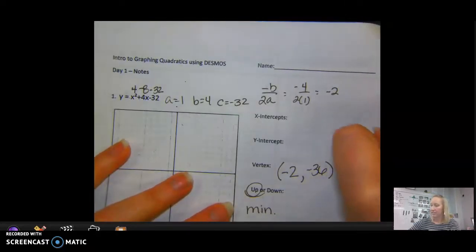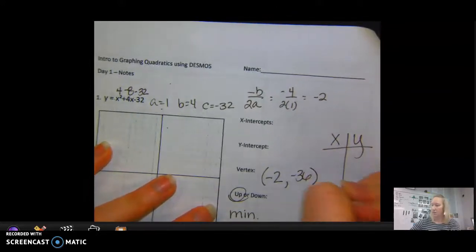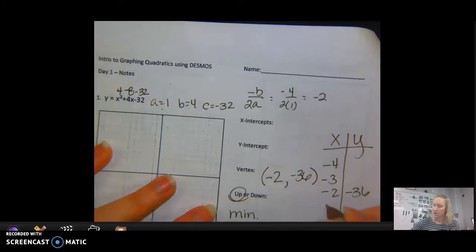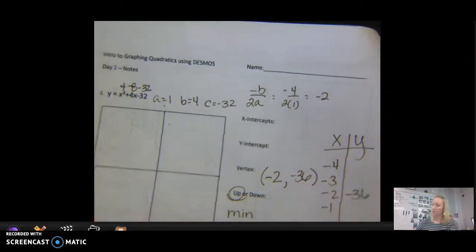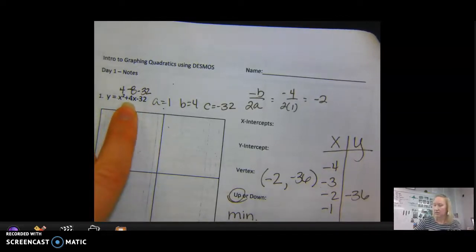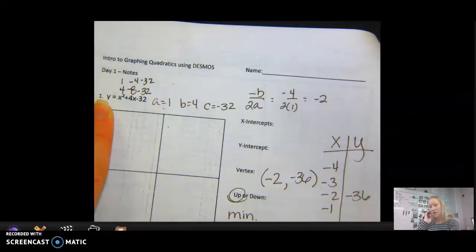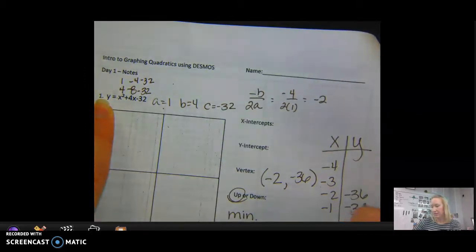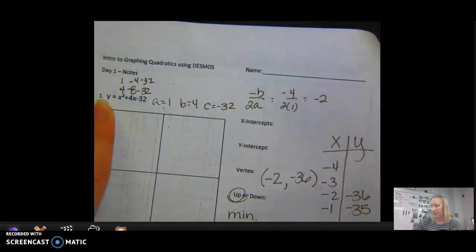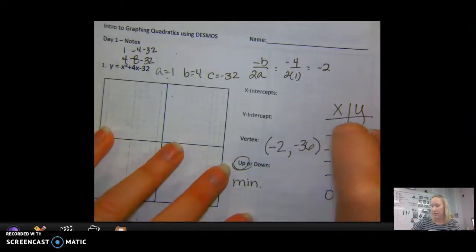Now that I found the x and the y value, I can use that as my middle point in my table. I'm going to go 2 less, and I'm going to go 2 greater. Okay? So I'm going to plug in 0. 0 squared is 0. That gives me negative 32. I'm going to plug in negative 1. Negative 1 squared is 1. That's negative 4, and that's negative 32. So that would be a negative 35. When I plug in negative 3, I get negative 35 also. And when I plug in negative 4, I get negative 32.